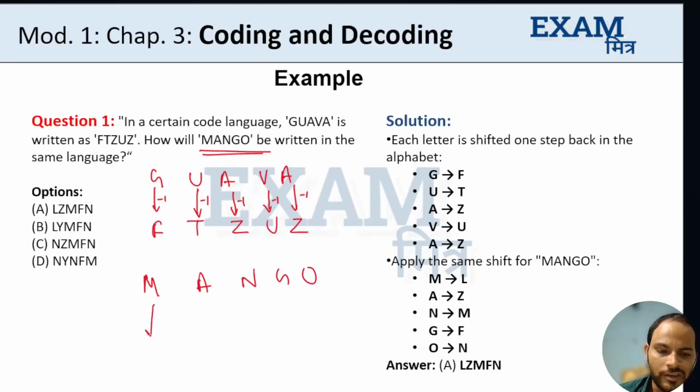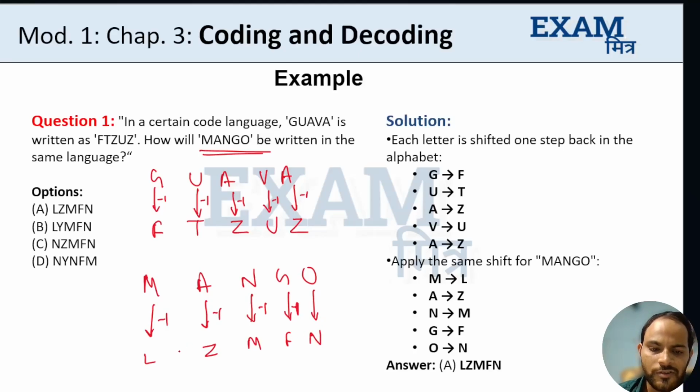MANGO. There is one backward skipping, that is L. One backward skipping, that is Z. One backward skipping, that is M. One backward skipping, that is F. One backward skipping, that is N. So L, Z, M, F, N.